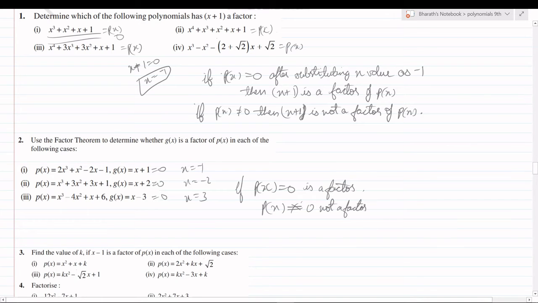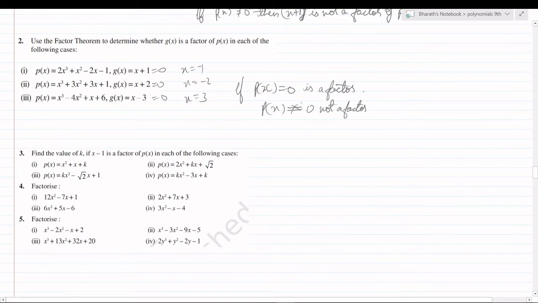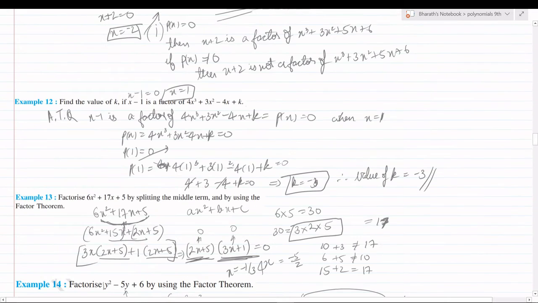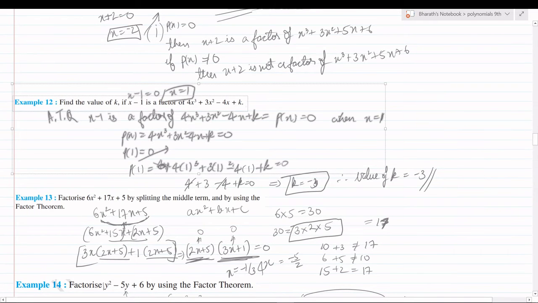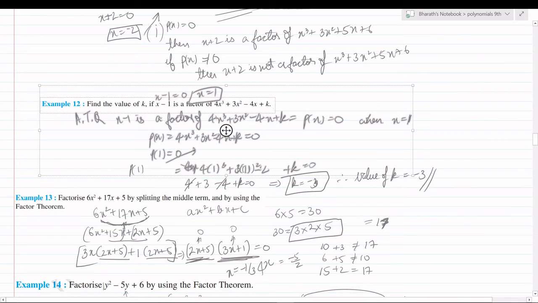Simple. Find the value of k if x minus 1 is a factor. Same thing as I showed in the example. According to the question, x minus 1 is a factor of the polynomial, then p of x is equal to 0. When p of x is equal to 0, substitute x as 1, then bring all this together, and at last you get the answer as minus 3. Same way you should do in that question.